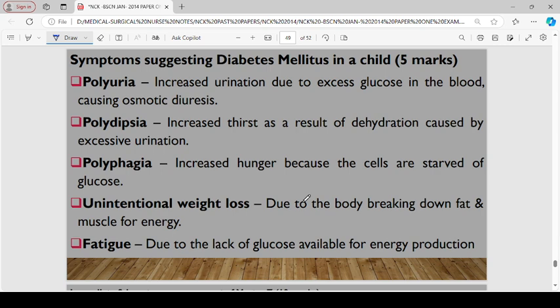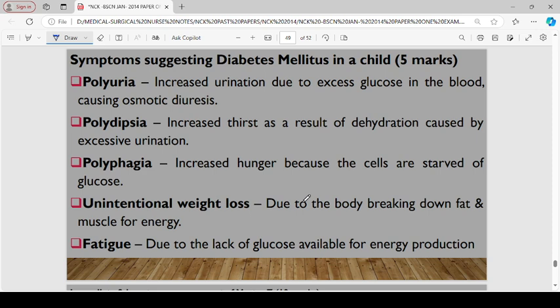Symptoms could be polyuria. This is increased urination, and this is normally due to excessive glucose in the blood causing osmotic diuresis. Increased thirst, that's polydipsia, as a result of dehydration caused by excessive urination. Increased hunger, polyphagia, because the cells are starved of glucose, so they start looking for alternative sources of energy. This could predispose the patient to DKA.